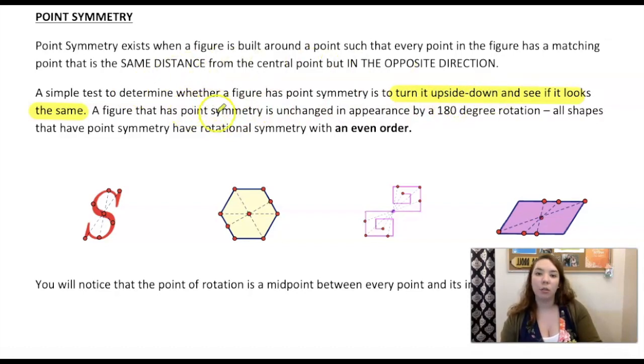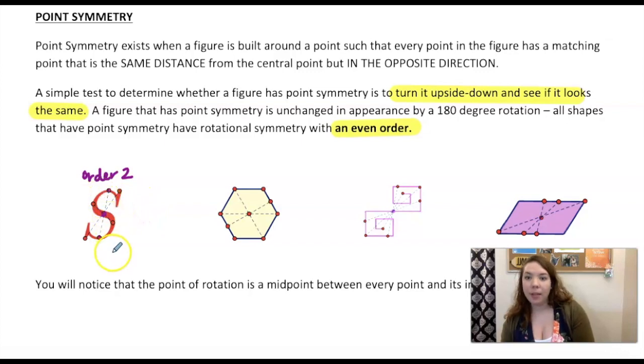All shapes that have point symmetry have rotational symmetry with an even order. So for example, this S has an order of 2. And point symmetry is saying that if I take the dead middle of this S, if I put a point here, I have one in the same distance over here. And there's infinite numbers of points on this S. Like if I wanted to even add another one here, same distance on the other side is going to be right here. Okay, so these are not all the possible ones. There's an infinite amount. But we're just saying if I put a point, they're going to be the same distance on either side.